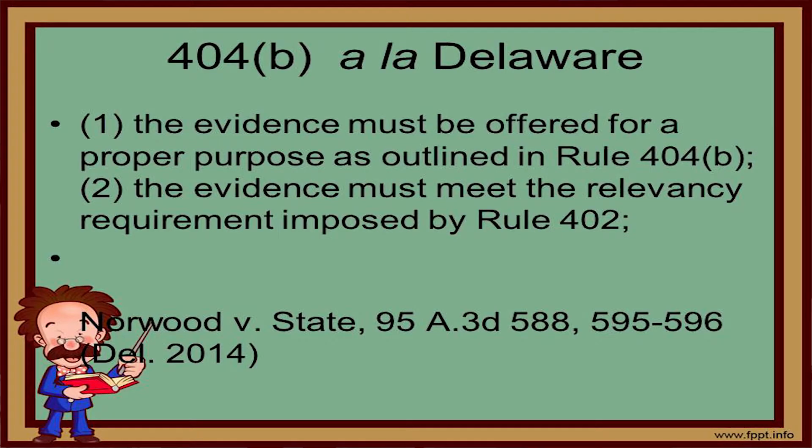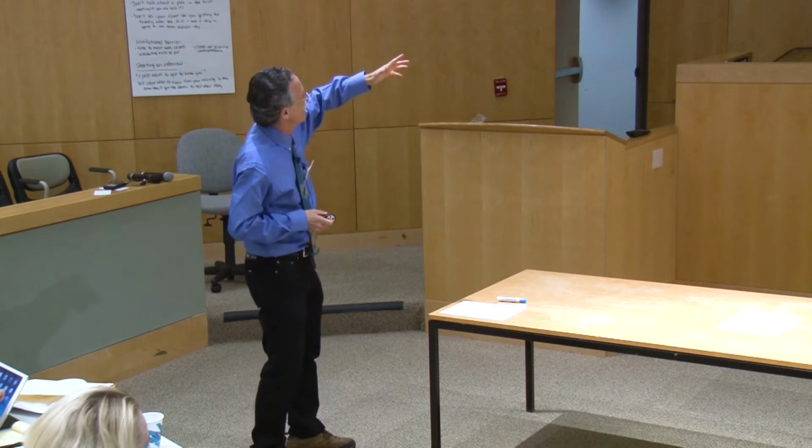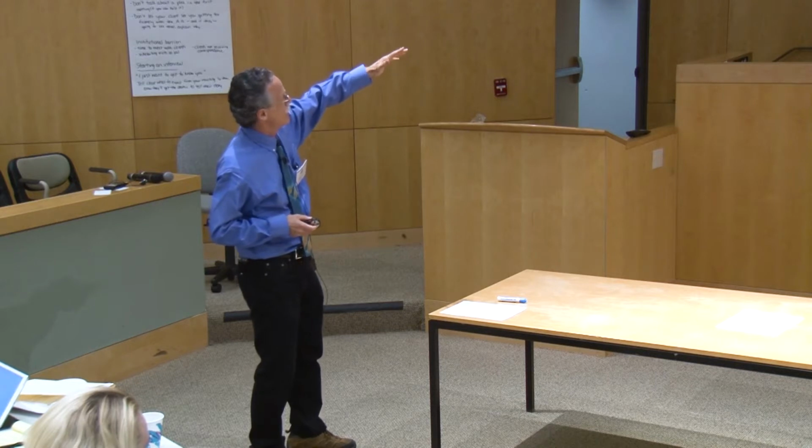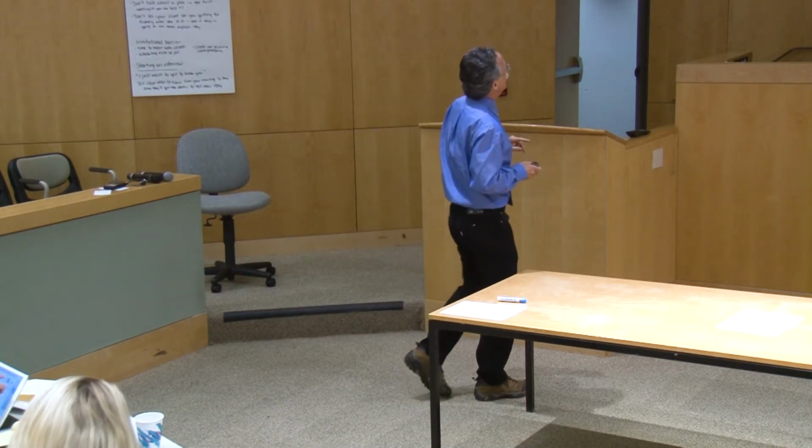Delaware has some pretty good case law that says we have this rigorous 4-step process. Step 1, it must be for a proper purpose. Number 2, it must be relevant in general to this case. I'm not sure how that differs, because if it doesn't have a proper purpose, it's not relevant. But they said 2, so we're going to argue 2.